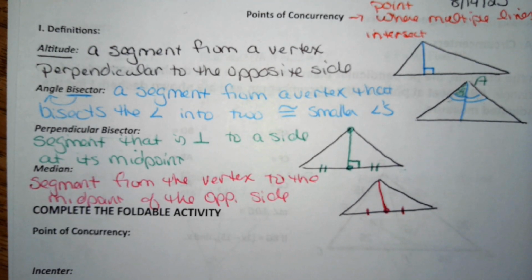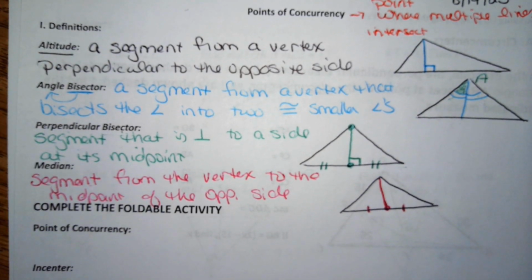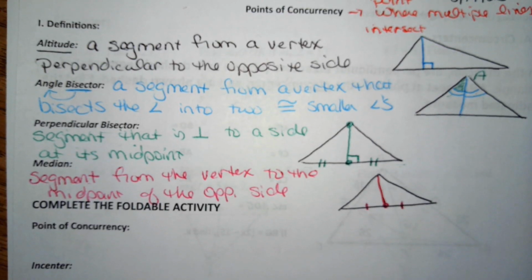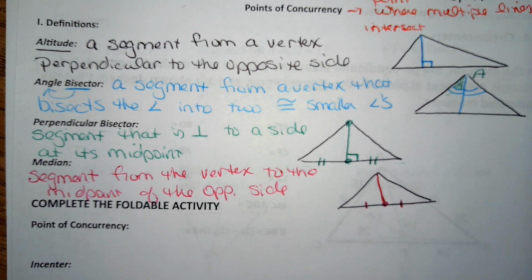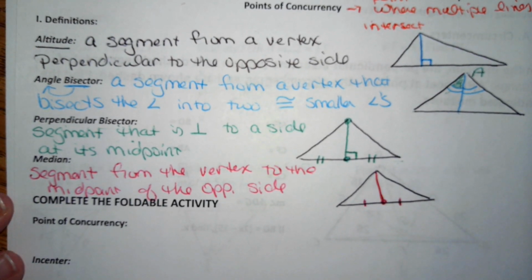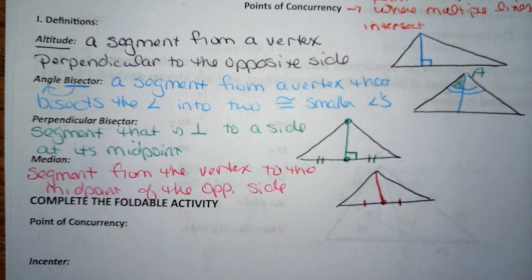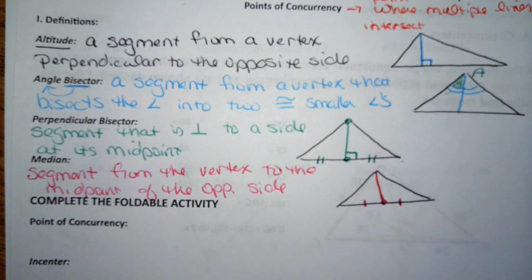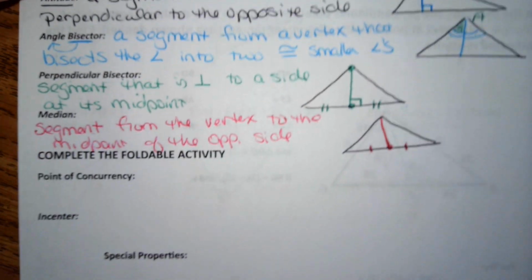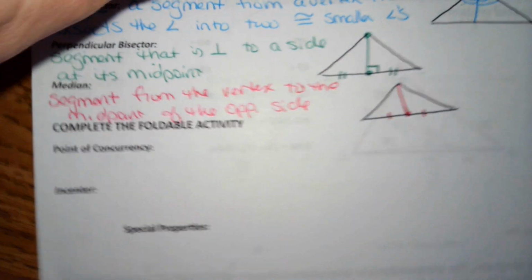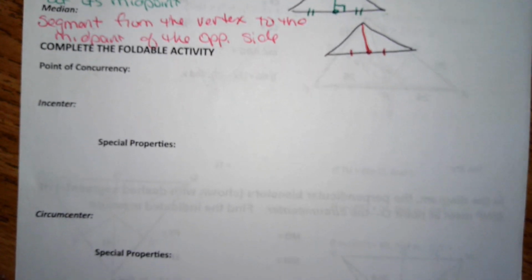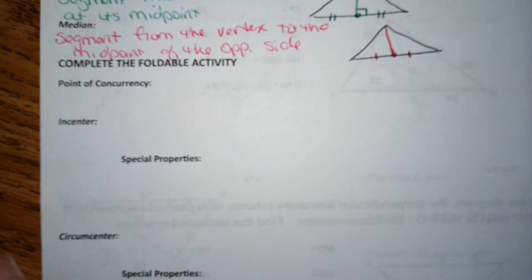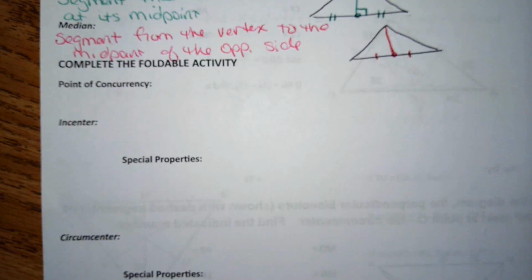So these are the segments that make up our points of concurrency. Our 3 points of concurrency that we're going to talk about in this unit are incenter, circumcenter, and centroid. The one that has been taken out of the curriculum is orthocenter. Okay. All right, so let's look at our points of concurrency. So we completed our foldable activity yesterday. Okay, so we're going to look at the incenter.